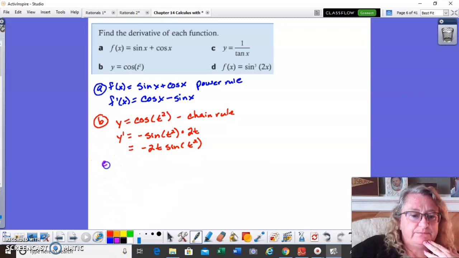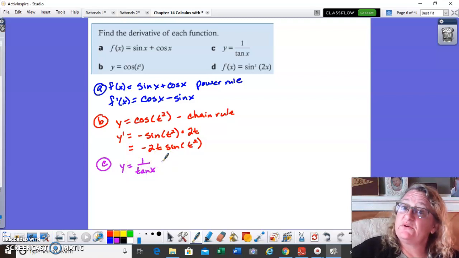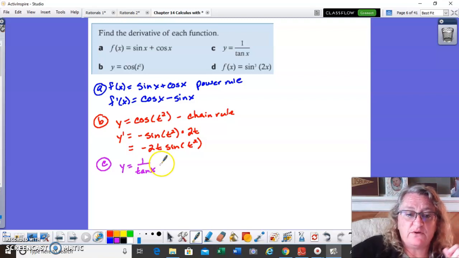Letter C. We have y equals 1 over the tangent of x. And you've heard me say this before. This normally would look like the quotient rule to me, but I don't like the quotient rule, so I'm going to actually rewrite this as the tangent of x to the negative 1 power so that I can apply the chain rule.